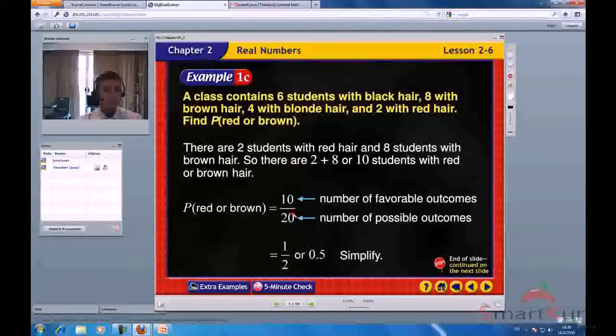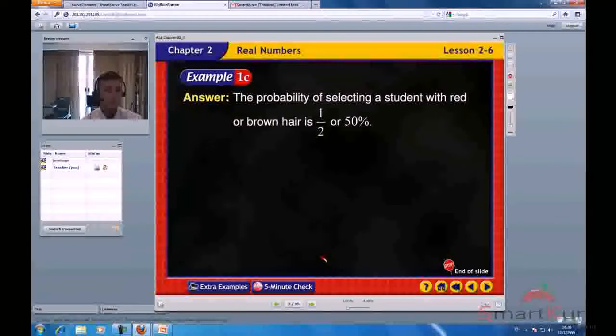So the probability of a student having either red or brown hair is 10 over 20, 1 over 2, or 0.5, 50%. The probability of selecting a student with red or brown hair is 50%.